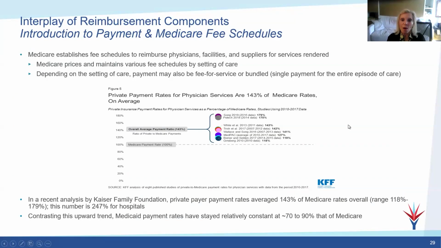And in terms of where fees fall, Medicare versus Medicaid versus private insurance, private insurance reimburses at the highest payer amounts. They average about 143% of Medicare rates overall. Contrasting this to Medicaid, these rates are about 70 to 90% that of Medicare. So Medicare is squarely in the middle in terms of reimbursement rates. Commercial insurance is higher and Medicaid is lower.